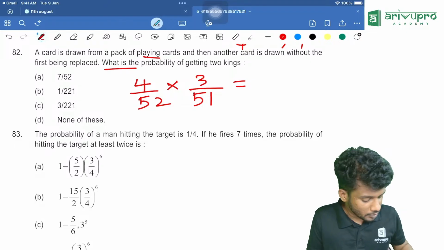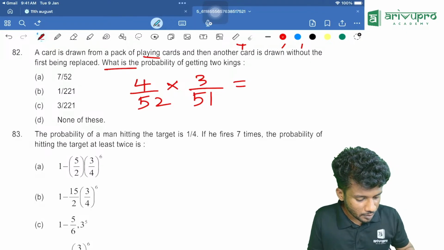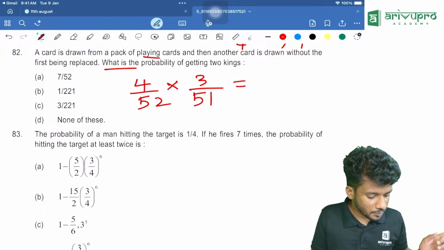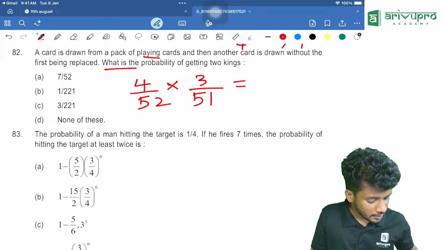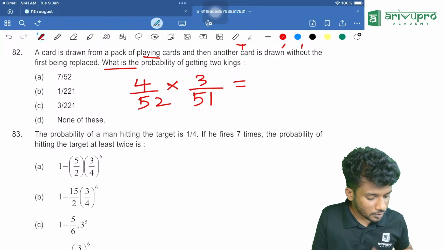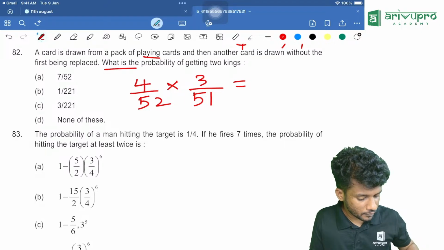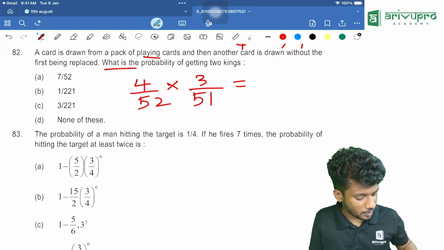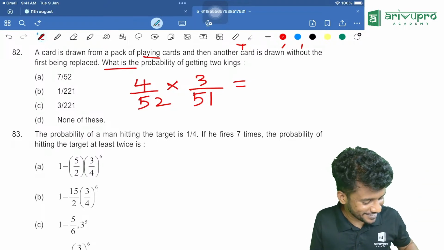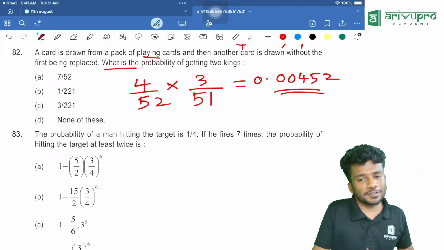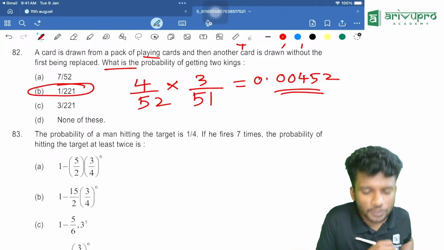Just tell me the answer. So, 4 into 3 divided by 52 divided by 51. That is nothing but 1 divided by 221. My calculator is not working. Right, it is 0.0045. Sorry, calculator error was there. So that is equal to our option B.